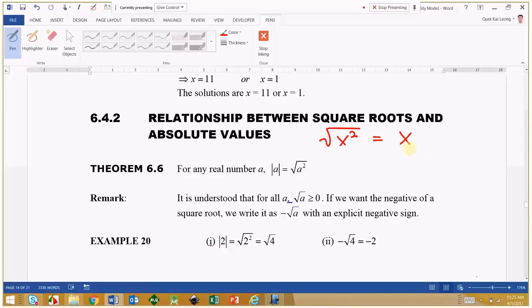It's not totally correct. Now we level up already because we know absolute value. The square root of x squared is actually equal to absolute x. Can everyone take this down? I will explain. This is the correct definition for the square root of x squared.